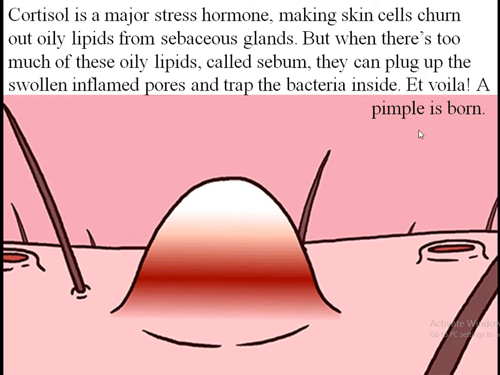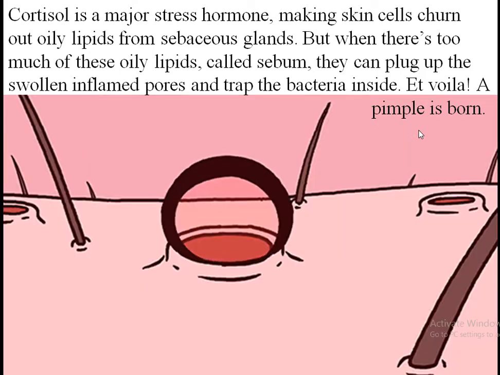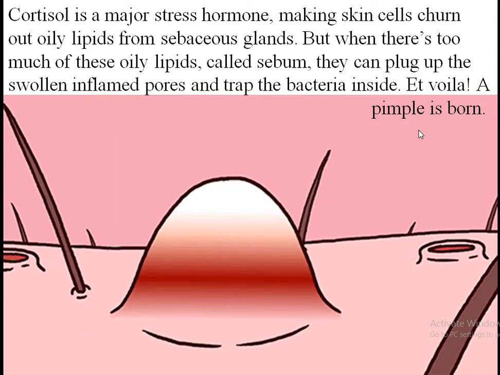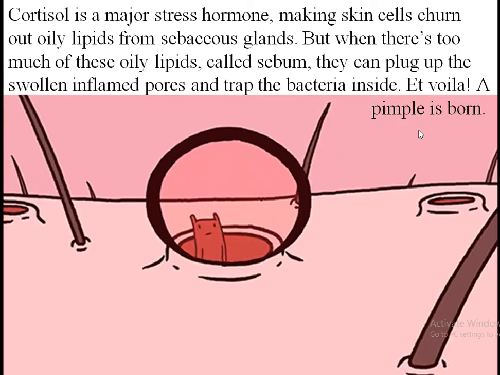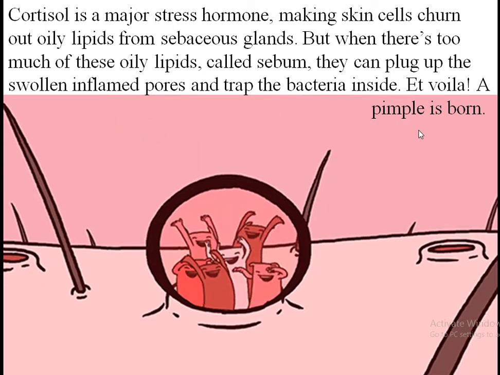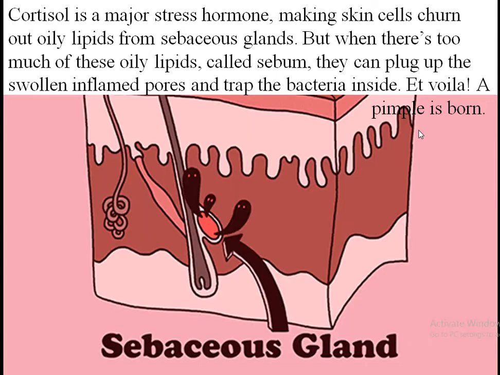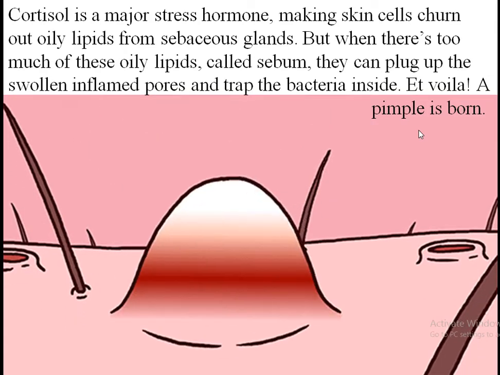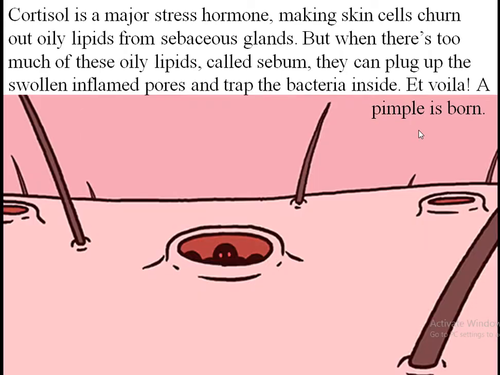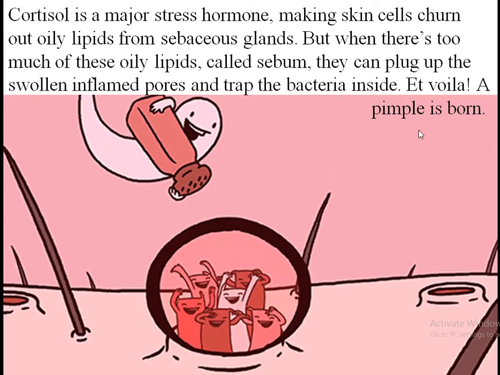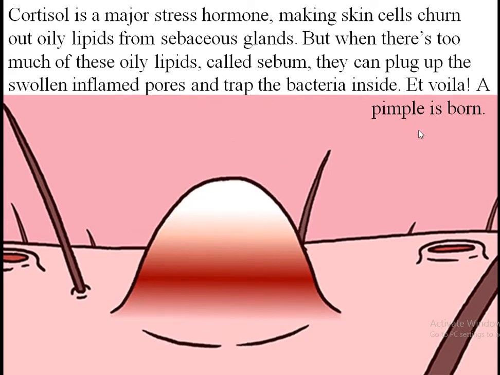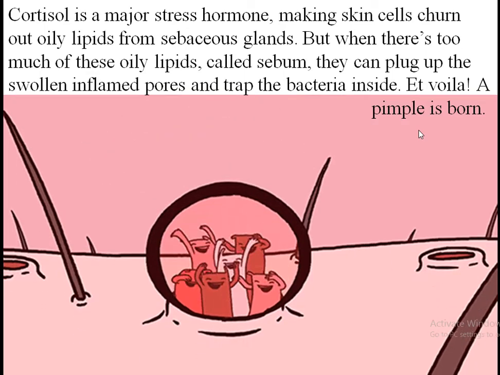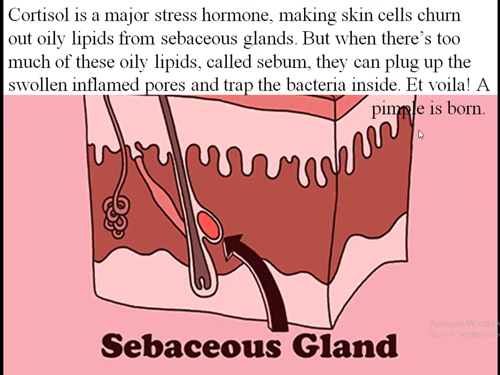Through this animation, cortisol is a major stress hormone, making skin cells churn out oily lipids from the sebaceous gland. So from these sebaceous glands, the oily substances come out. But when there is too much of these oily lipids called sebum, they can plug up the swollen inflamed pores and trap the bacteria inside. A pimple is born, which is mostly experienced by females. Now through this animation you can recognize how these pimples form over the skin.